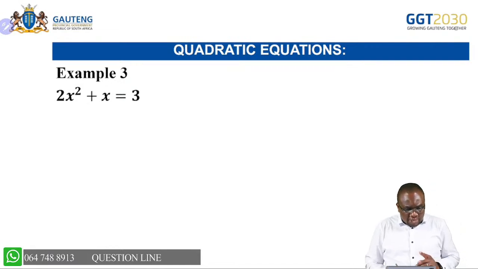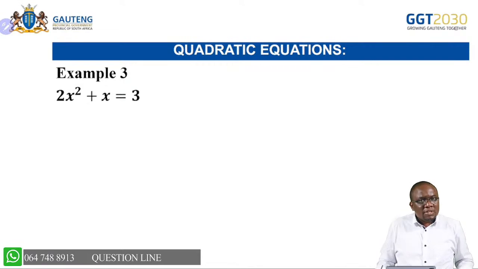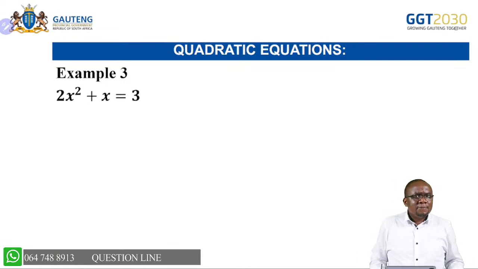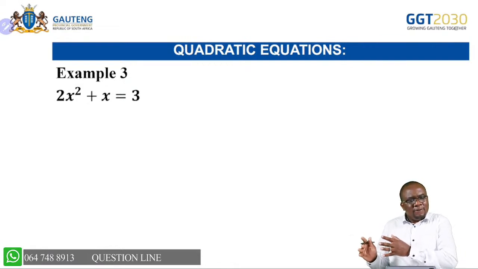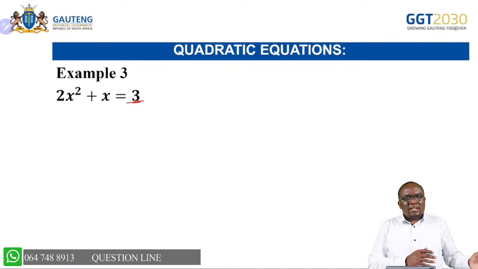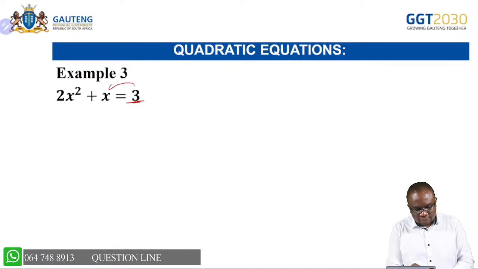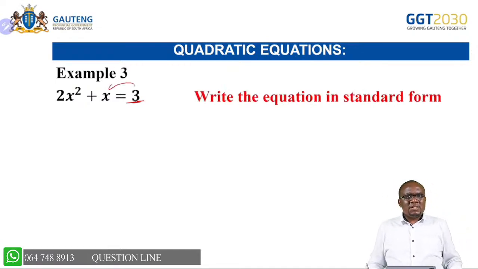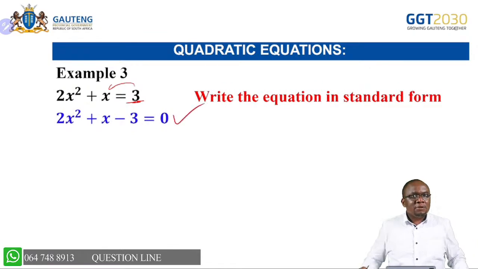Right. Now, 2x squared plus x is equal to 3. What do we do there? What did I say? Standard form. Do you remember that? And I said 0 must be on its own. We have a 3 here. We don't like this 3 to be on the other side. We want 0 on one side, so this 3 must come this side. Write the equation in standard form, and you're getting a mark for that if you didn't know. Free mark.